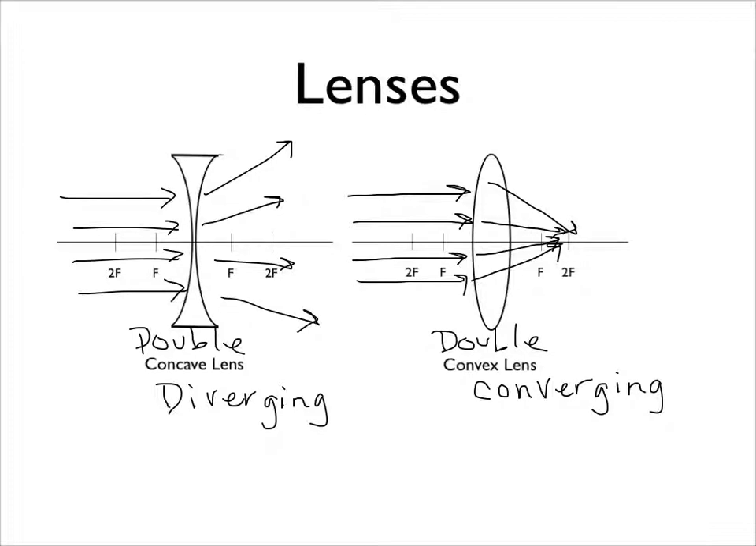If you are farsighted, well, you're going to wear a converging lens. You're going to wear a convex lens. And we'll talk more about that in a little bit. But first, let's look at the ray diagrams for lenses.